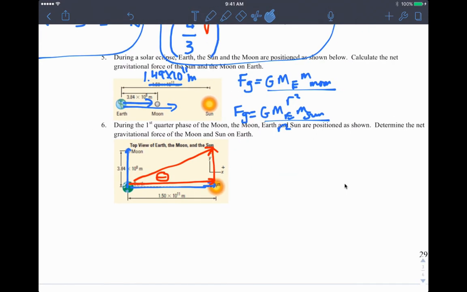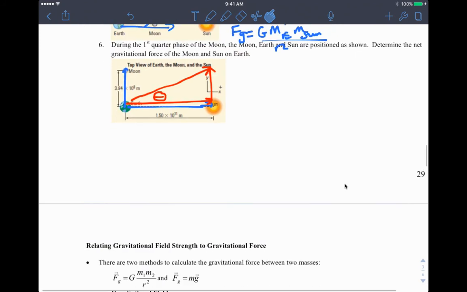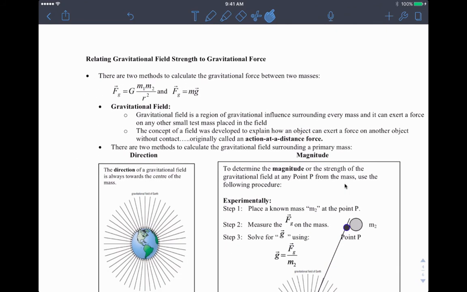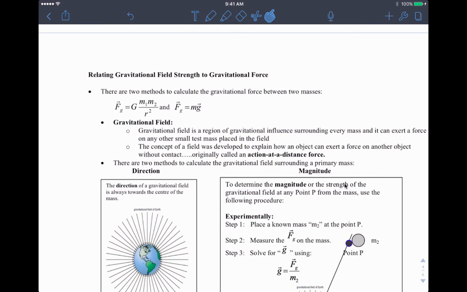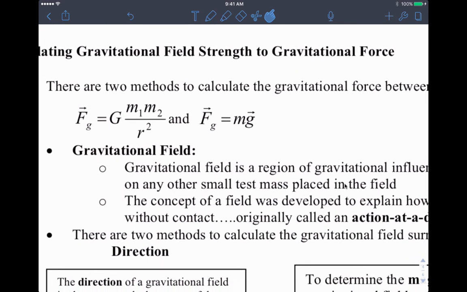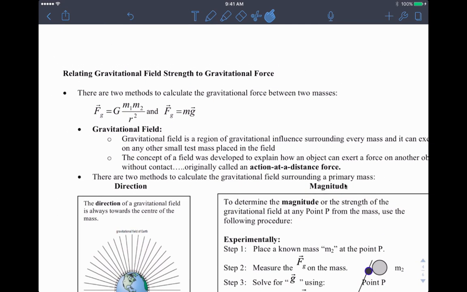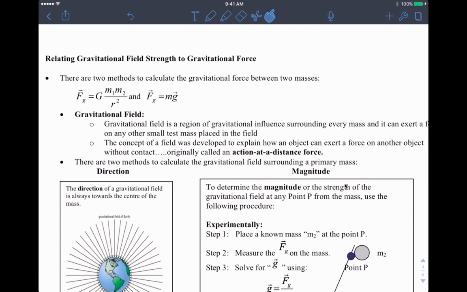So I'm going to shift gears now and go to the next part, which is gravitational field strength. Once you get to that, you can pick up on this video. There are two methods to calculate gravitational force between two masses, and we've now covered both of those. But there's another formula that we can derive from this, and it is the gravitational field, or the gravitational field strength. And it's a pretty easy derivation.